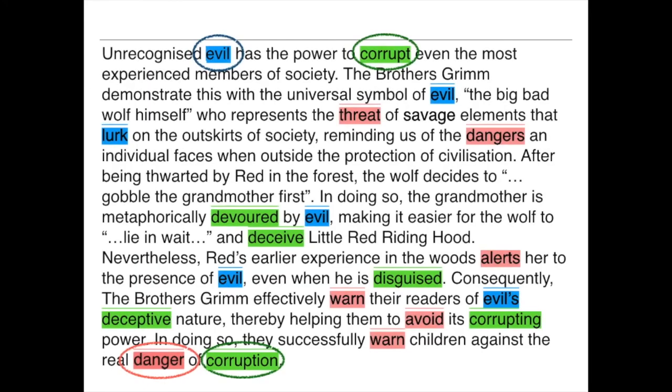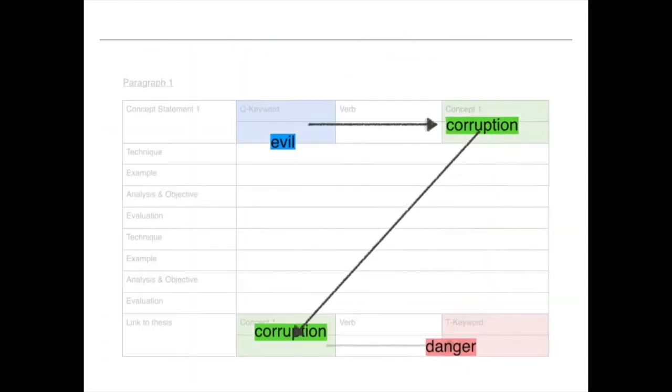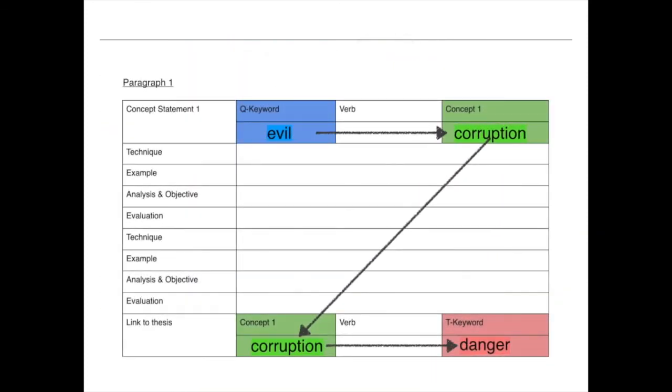Now if we look back at the original paragraph, you can see the same basic structure for the argument. It starts with the question, moves through the concept, and arrives at the thesis. If we apply that same idea to how we plan a paragraph, we get something like this. It starts with the question, links to the paragraph concept, which links to the thesis concept.